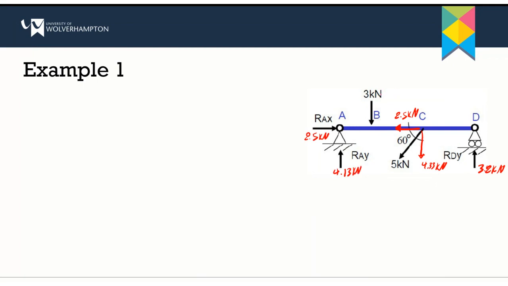So here we will perform a section that is a little bit after point A. So it is as if we cut over here. Now, we perform sections at points of interest.